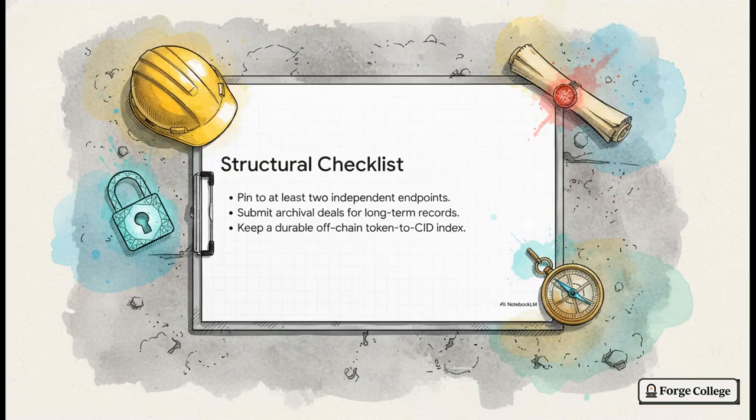To wrap up our construction site today, here is your core structural checklist. First up, pin your metadata to at least 2 independent endpoints to guarantee absolute availability during your drop. Second, submit archival deals for anything requiring long-term legal or historical records. And third, keep a durable off-chain index mapping your token IDs to their respective CIDs and pinning status.